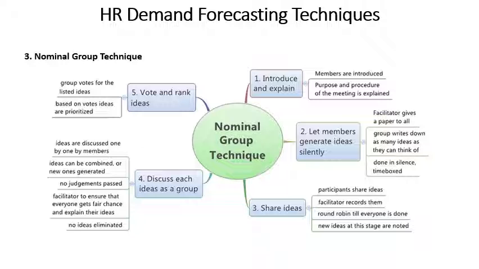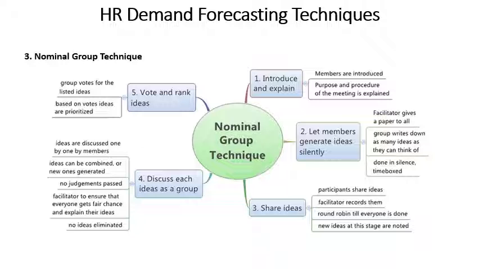Now the third technique is the nominal group technique. It is just similar to the Delphi technique, but the difference is that, as we have seen, in the Delphi technique the experts will not sit face to face. But the nominal group technique is a brainstorming technique. So here the managers or the experts will come face to face. The meeting will be conducted face to face.